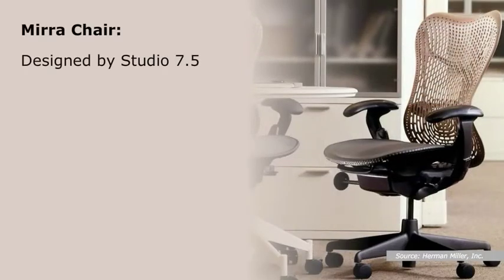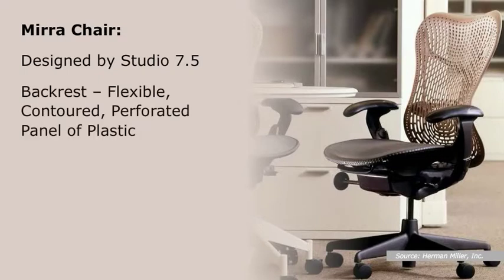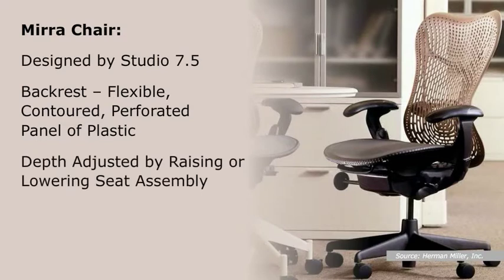Sit in a Mirra Chair designed by Studio 7.5 in 2003 for Herman Miller and experience the various body postures and range of body movement allowed by the chair's active and passive adjustments. The backrest is a flexible, contoured, perforated panel of plastic held at 4 points by extension of the backrest spine. The depth of the Mirra Chair can be adjusted by raising or lowering the seat assembly using a handle located below the seat.